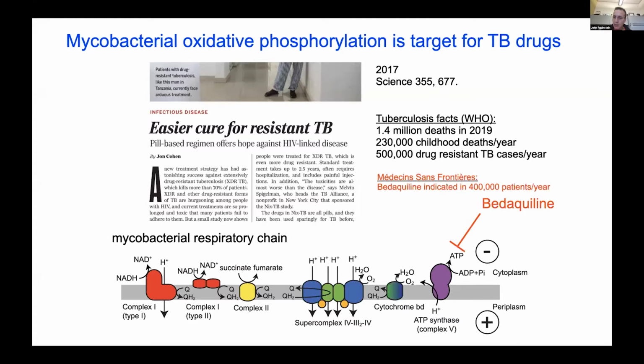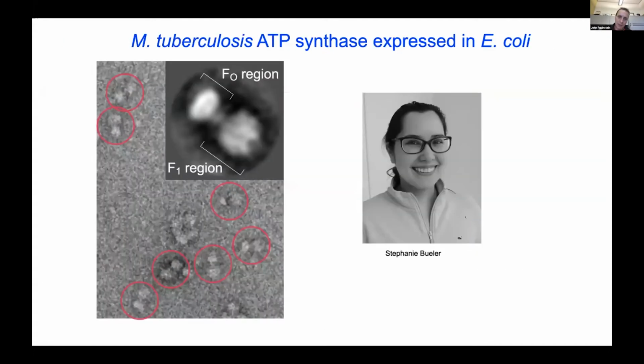MSF, the organization, has estimated that bedaquiline could be used to the benefit of 400,000 patients a year. So this is a very important therapeutic. It's on the WHO's list of essential medicines. So we decided that it was time to try to purify and determine the structure of the mycobacterial ATP synthase.